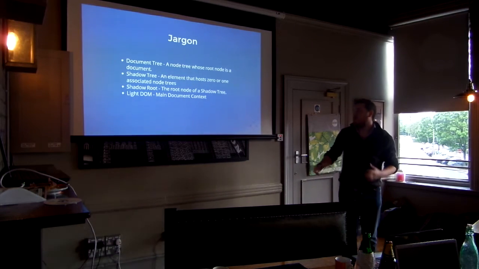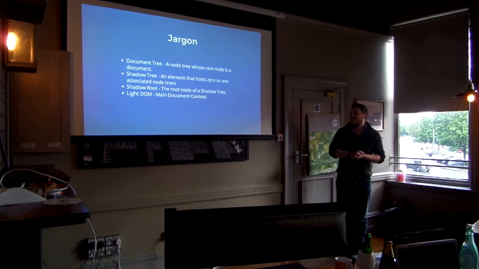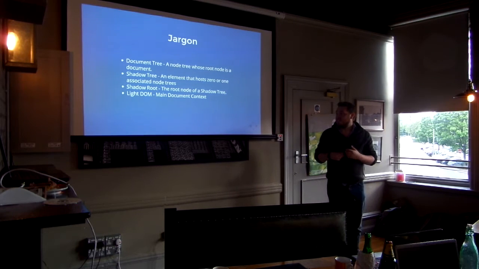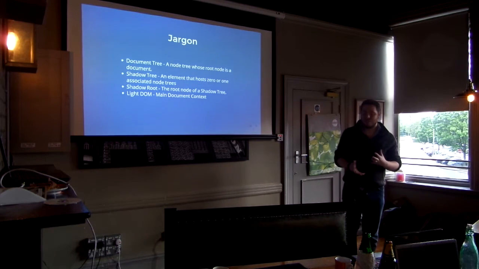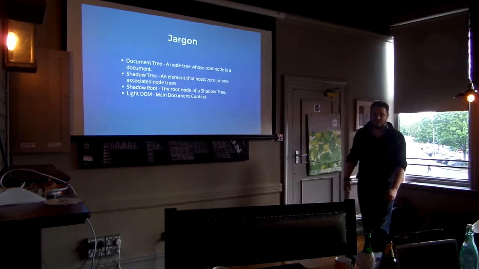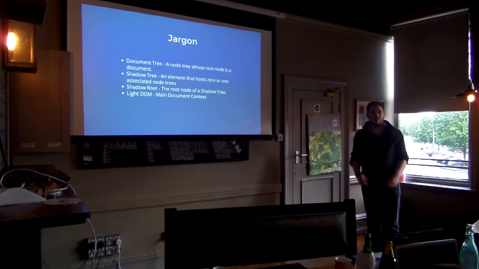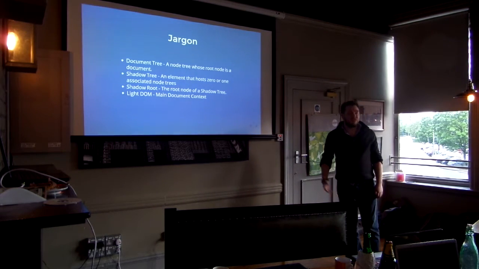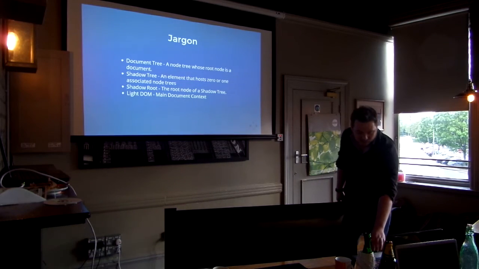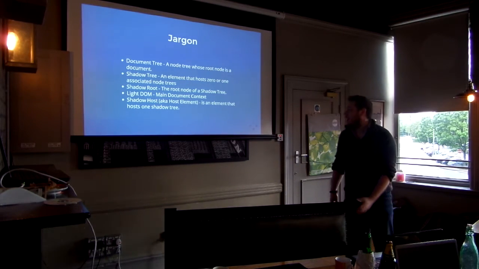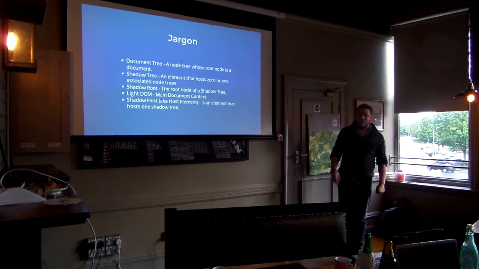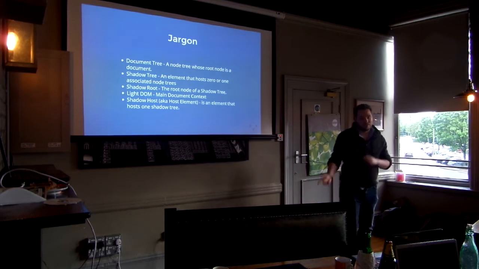We all know what a document tree is, I hope. It's just another, official term for the DOM. The shadow tree is the tree that hosts zero or one associated nodes. Shadow root is the root node of that tree. And the light DOM, which a lot of people don't actually know what that is, is actually just your main DOM. It's the DOM that's in focus. And the shadow host, or as referred to in a lot of the documentation, the host element, is the element that hosts one or more shadow trees, which we'll get to later.